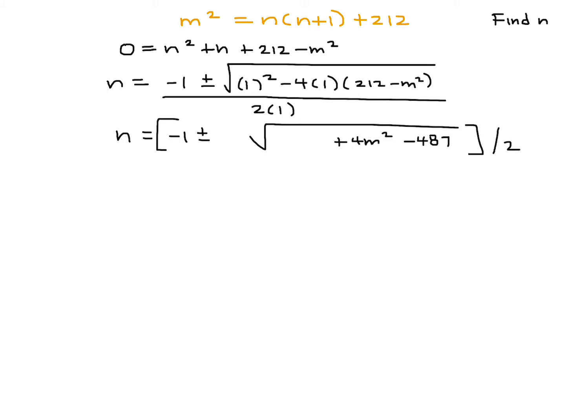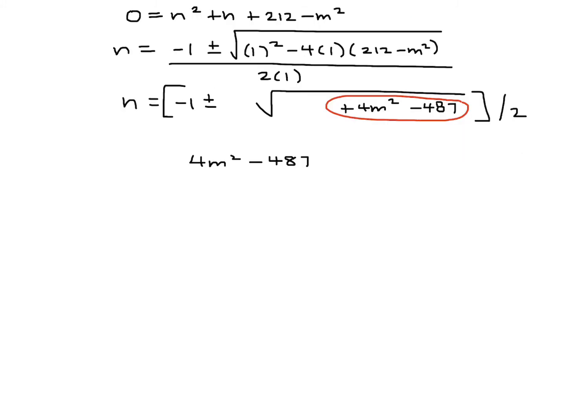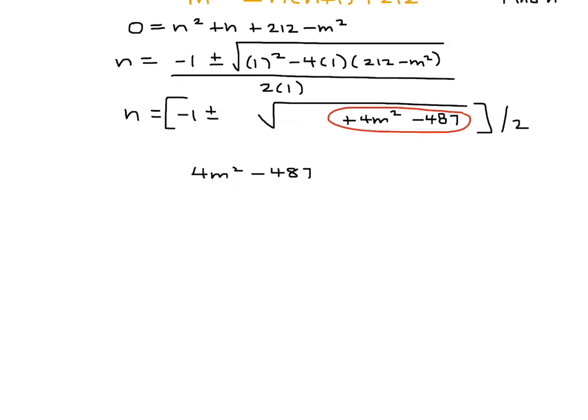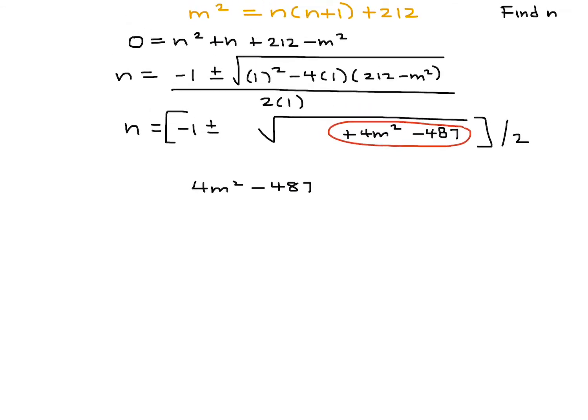All right, so that's pretty decent. So now I just have to figure out 4m squared minus 487. This is what I have to be concerned with. I have to find what m could possibly be. Remember, n, they have told us, are integers. And that's pretty obvious since it talks about the first n positive even integers, right? You can't have 6.2 positive even integers. N obviously has to be an integer.